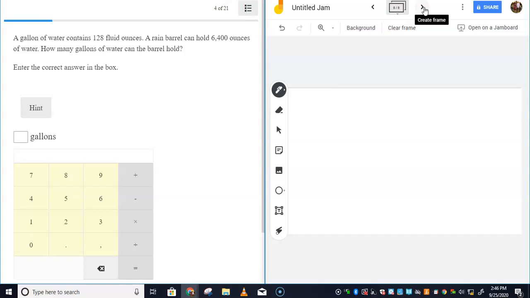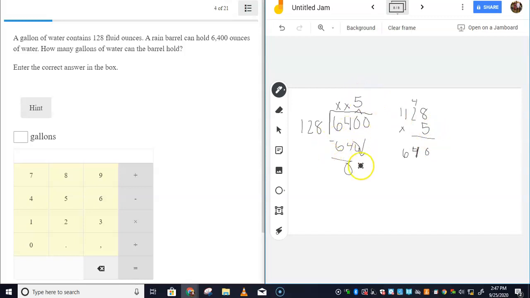A gallon of water contains 128 fluid ounces. A rain barrel can hold 6,400 ounces of water. How many gallons of water can the barrel hold? So I have 6,400 divided by 128. It cannot go into 6. It cannot go into 64. But we can do 640. And I'm going to try 5. 8 times 5 is 40. 10 plus 4 is 14. 5, 6. So I get 640. So 5 goes in here. We bring down our 0. 128 cannot go into 0, so we bring it right on there. So it's going to be 50.